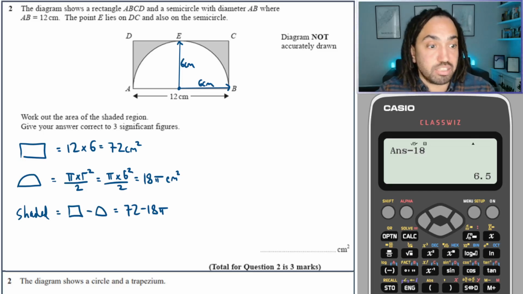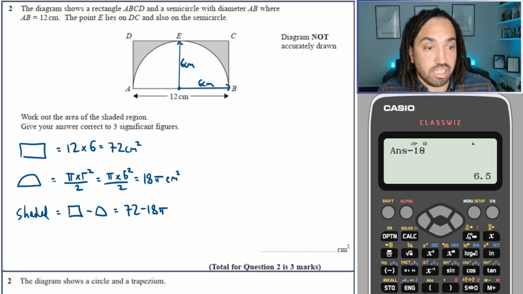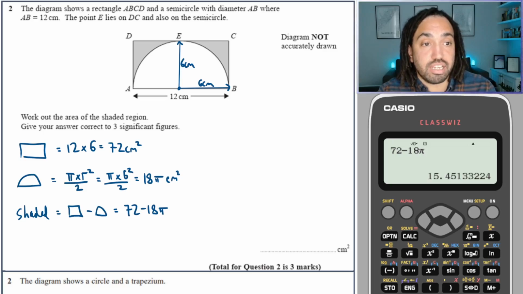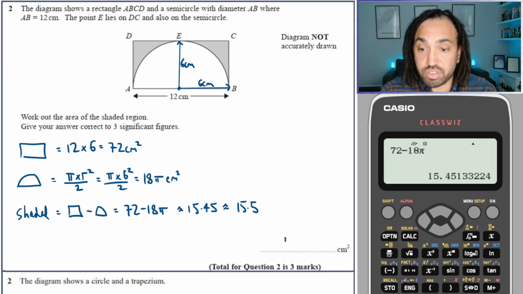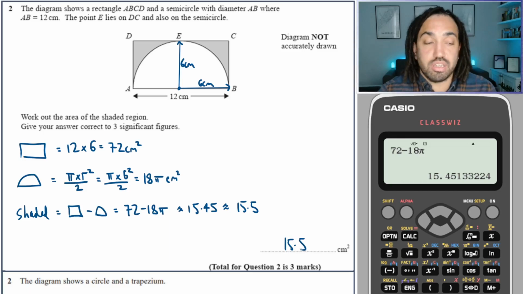So I can put that into my calculator to get the answer, which then I can round. So 18 pi, and that gives me 15.4 0.45, which again is approximately 15.5 when rounded to 3 significant figures. Perfect.